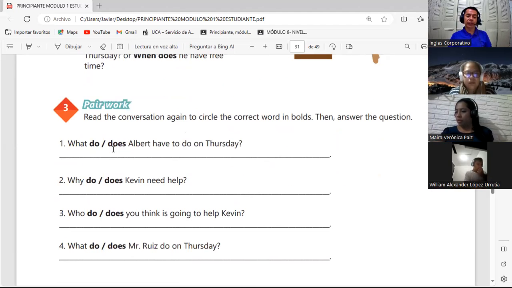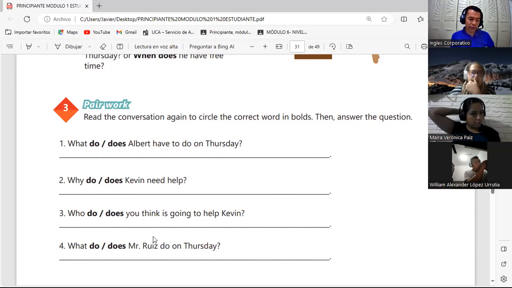Now, according to this, what do or what does Albert have to do on Thursday? Why do or why does Kevin need help? Who do you think is going to help Kevin? And what do or what does Mr. Reese do on Thursday, right? We're going to go to the answer to this question, but before that, we'll start with the attendance.